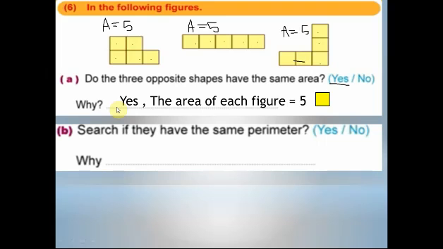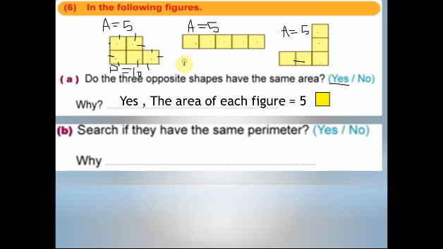Okay, a new one on the same figures. Search if they have the same perimeter. To know the perimeter, we have to count it for each one of them. Here it is, the perimeter for the first one. We will count only the outer line. So here it's 1, 2, 3, up to 10. So the perimeter for the first one equals 10.